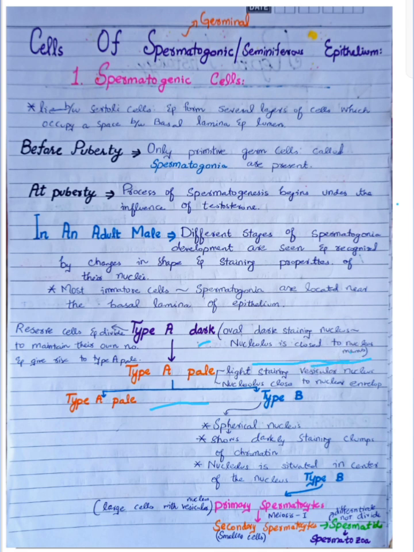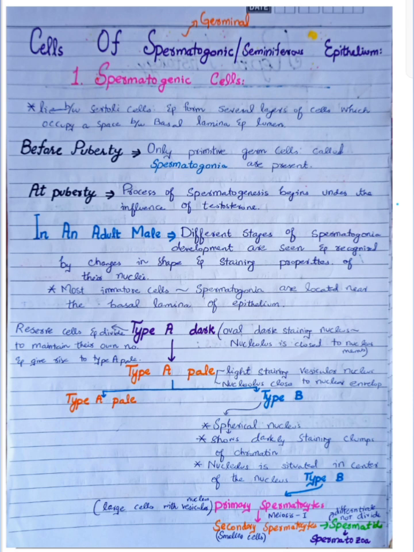These type A dark cells are the reserve cells and they divide to maintain their own number and also give rise to the type A pale cells. These type A pale cells then divide to maintain their own number and also give rise to the type B pale cells. These type B pale cells have spherical nuclei and they show dark staining clumps of chromatin. Their nucleolus is situated in the center of the nucleus.